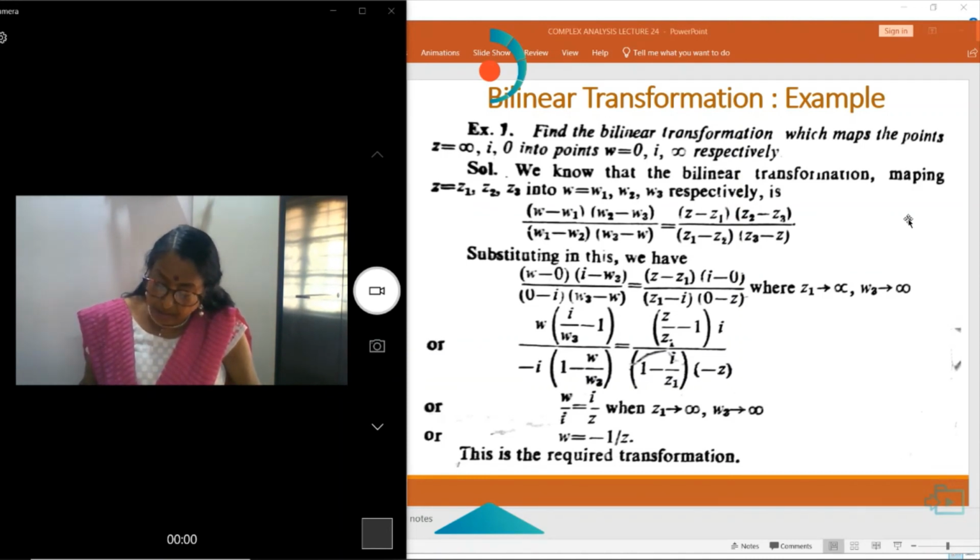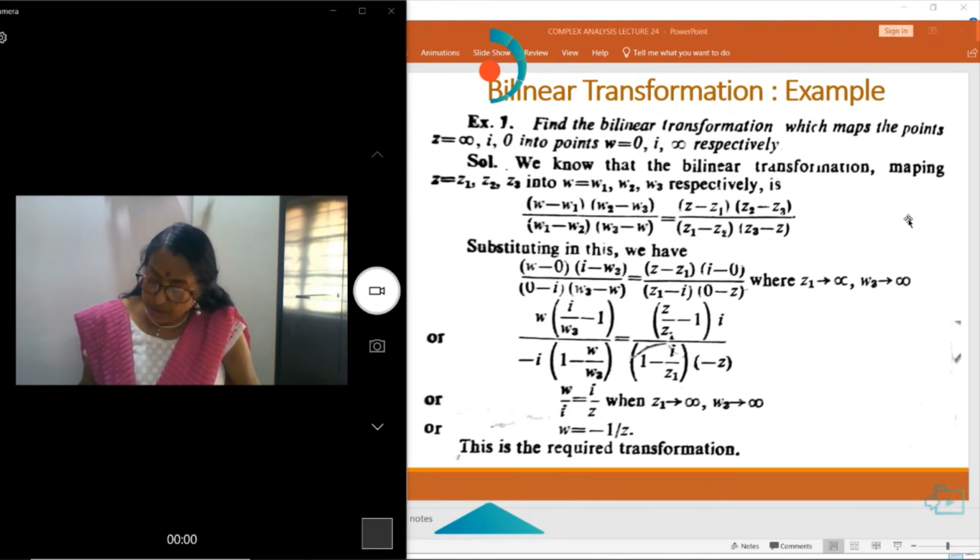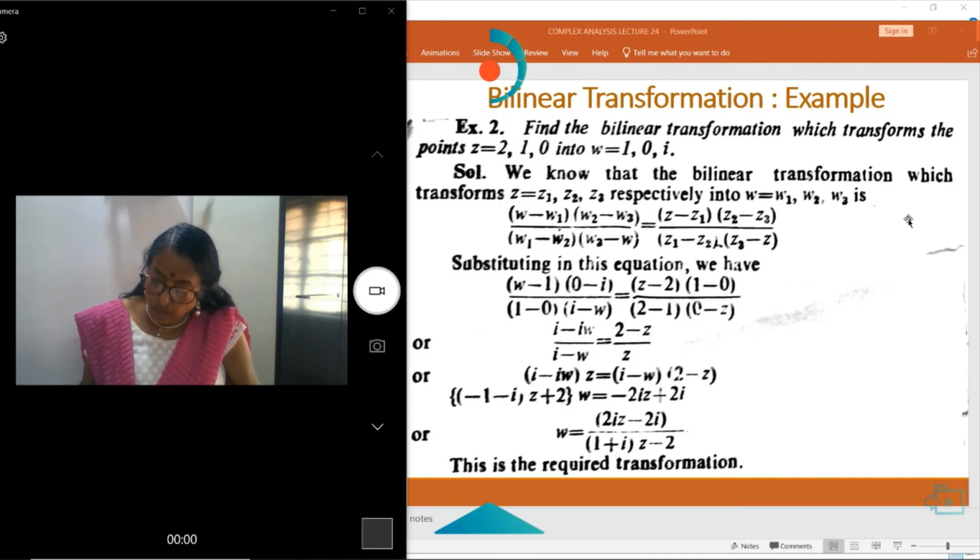Similarly, find the bilinear transformation which transforms the points z = 2, 1, 0 into w = 1, 0 and i. Then again putting in this formula, we can get the bilinear transformation. Thus the required transformation is found.